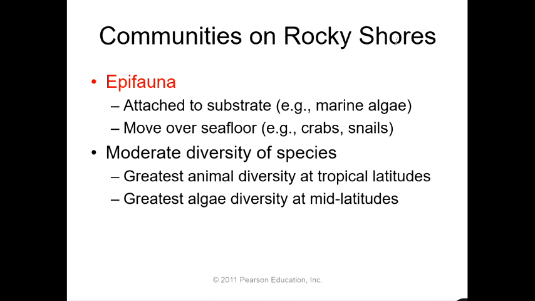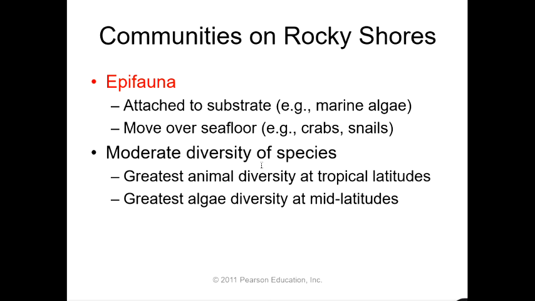And first we have the rocky shores. And rocky shores are among the very best known communities in all of ecology, because a lot of actual ecology science began on studying rocky shorelines. It's a very unique situation. You have lots and lots of epifauna that are things that are attached to the substrate, algae, barnacles, snails, all kinds of things, as well as other creatures that are moving over this seafloor. As it says there, that's generally a moderate diversity of things. They are greatest at the tropical latitudes, for animals, but algae at mid-latitudes.